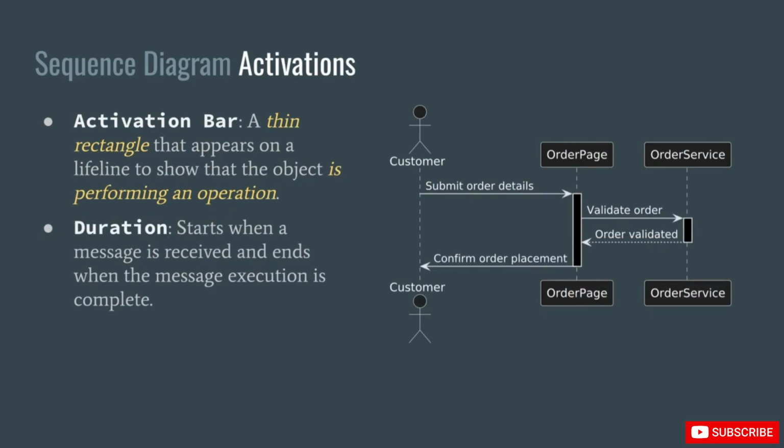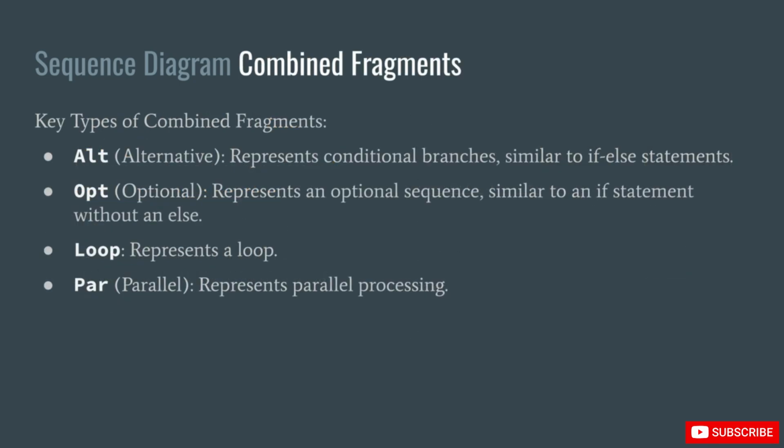Activations, depicted as narrow rectangles along a lifeline, represent the period an object is active or processing a message. They show the duration of the execution of an operation or a process in the sequence. In sequence diagrams, we also have some unique constructs that are called combined fragments.